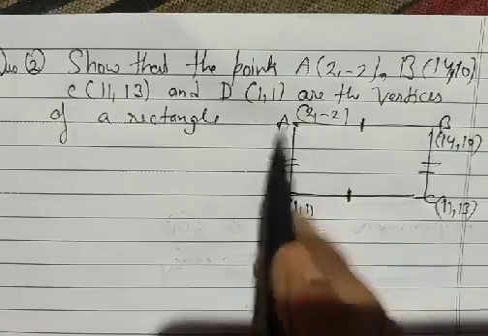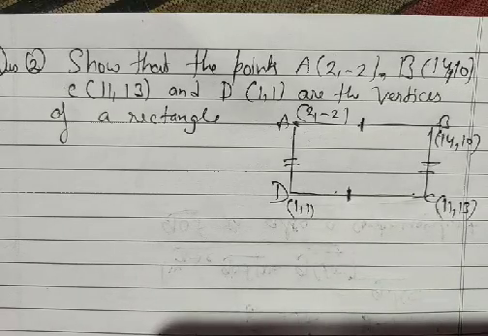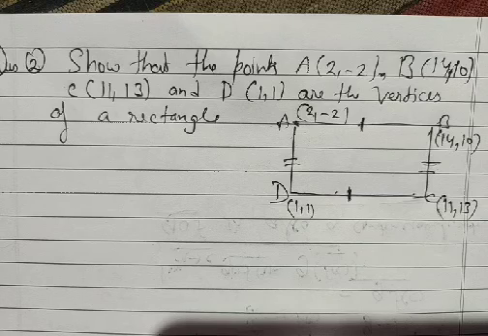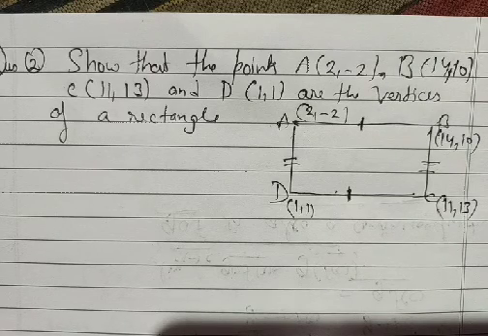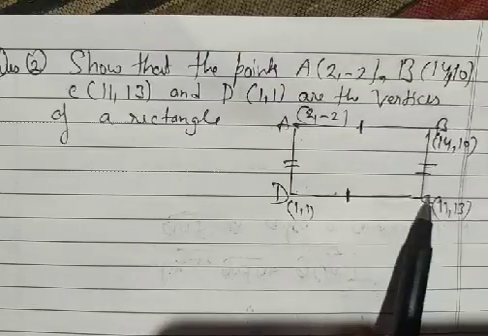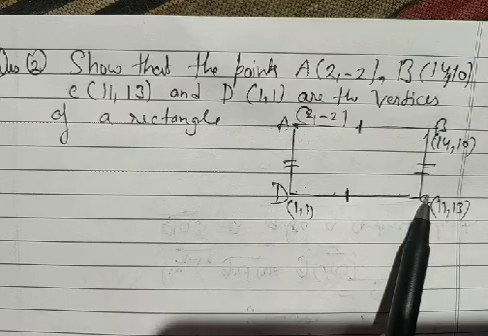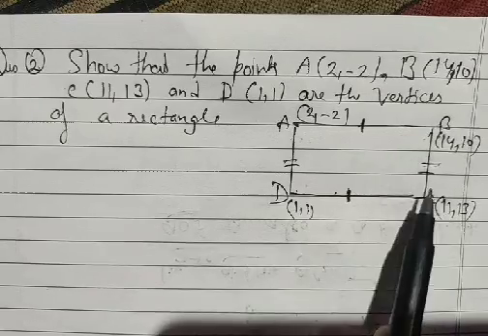When opposite sides are equal, we can say that it may be a parallelogram. But to show that it's a rectangle, we must show that one of the angles is 90 degrees. Because if we show that AB equals DC and AD equals BC, that is also the condition of a parallelogram. But for a rectangle we must show that any one of the angles is 90 degrees.